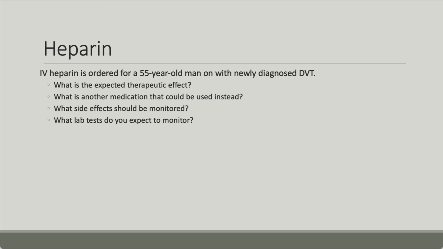What side effects should we be monitoring for? Well, bleeding. But remember, heparin-induced thrombocytopenia is also a potential problem. So we have to monitor the platelet count for the first 5 days. And then what lab tests do we monitor with heparin? Well, we monitor the PTT, the partial thromboplastin time.